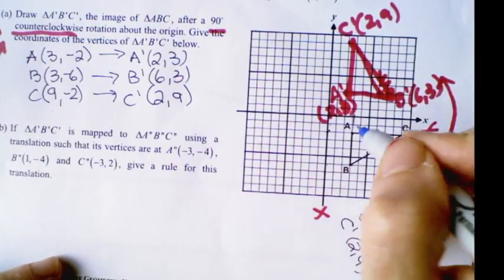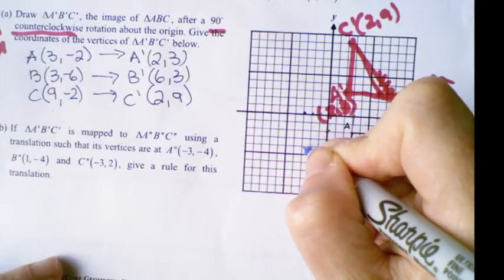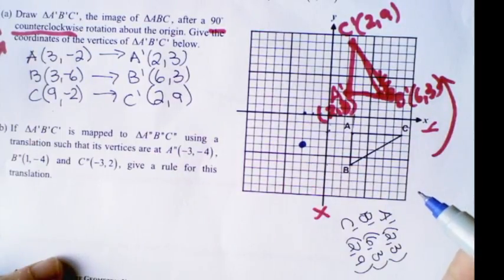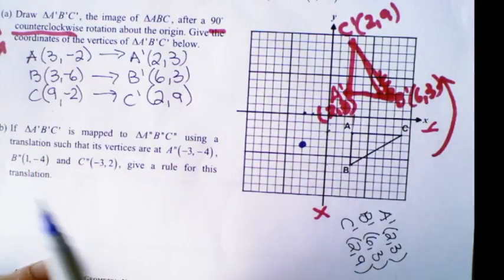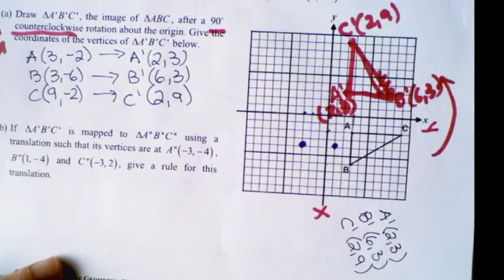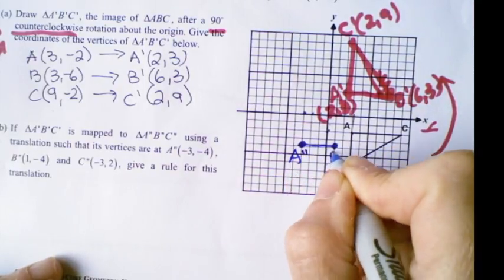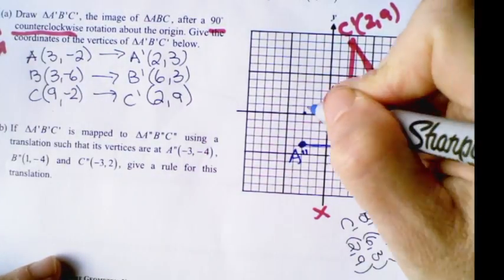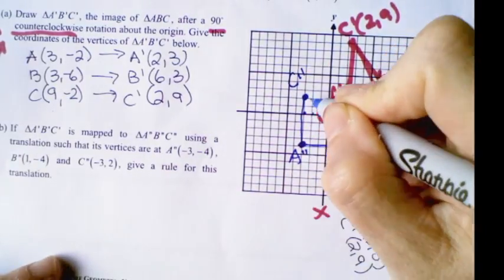So A double prime is at -3, 1, 2, 3, -4, right there. Did I do that correctly? Yeah. B double prime goes to 1 and -4. That brings it 1, -4. A double prime, B double prime, and C double prime is at -3 too. Here it is.